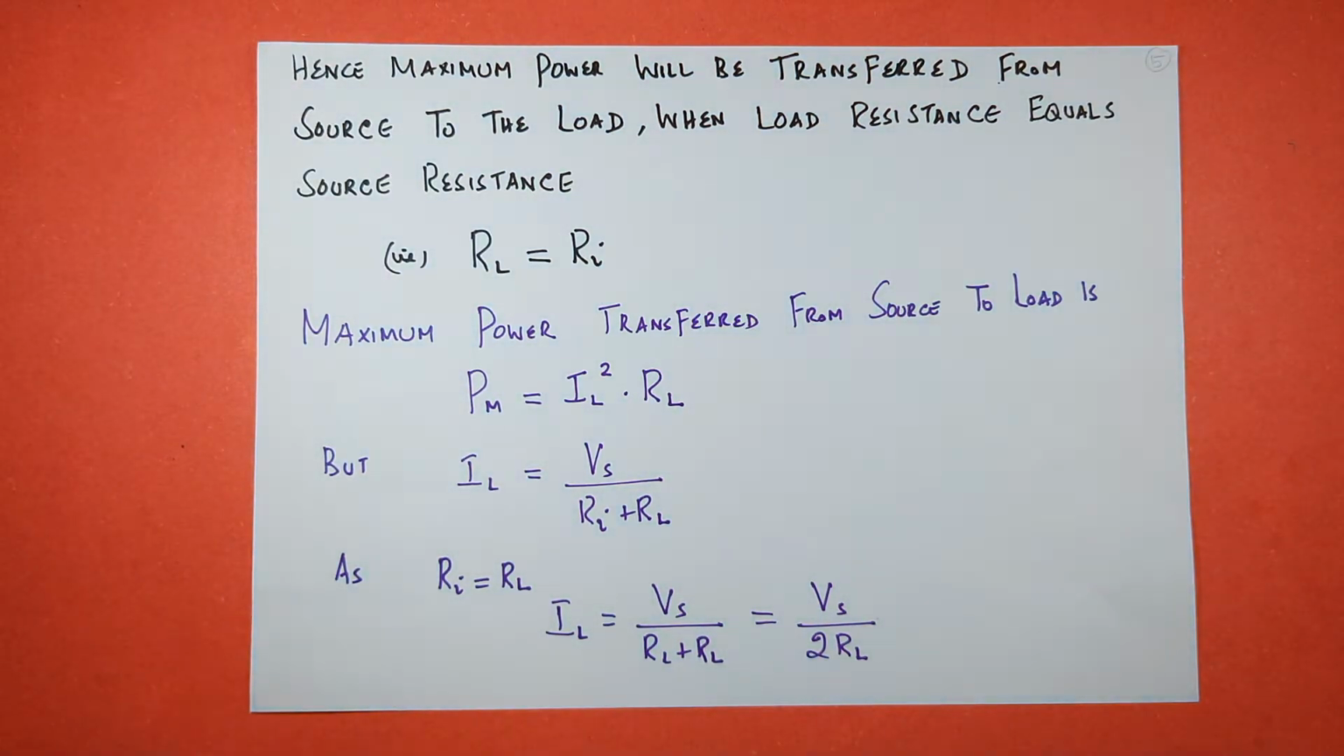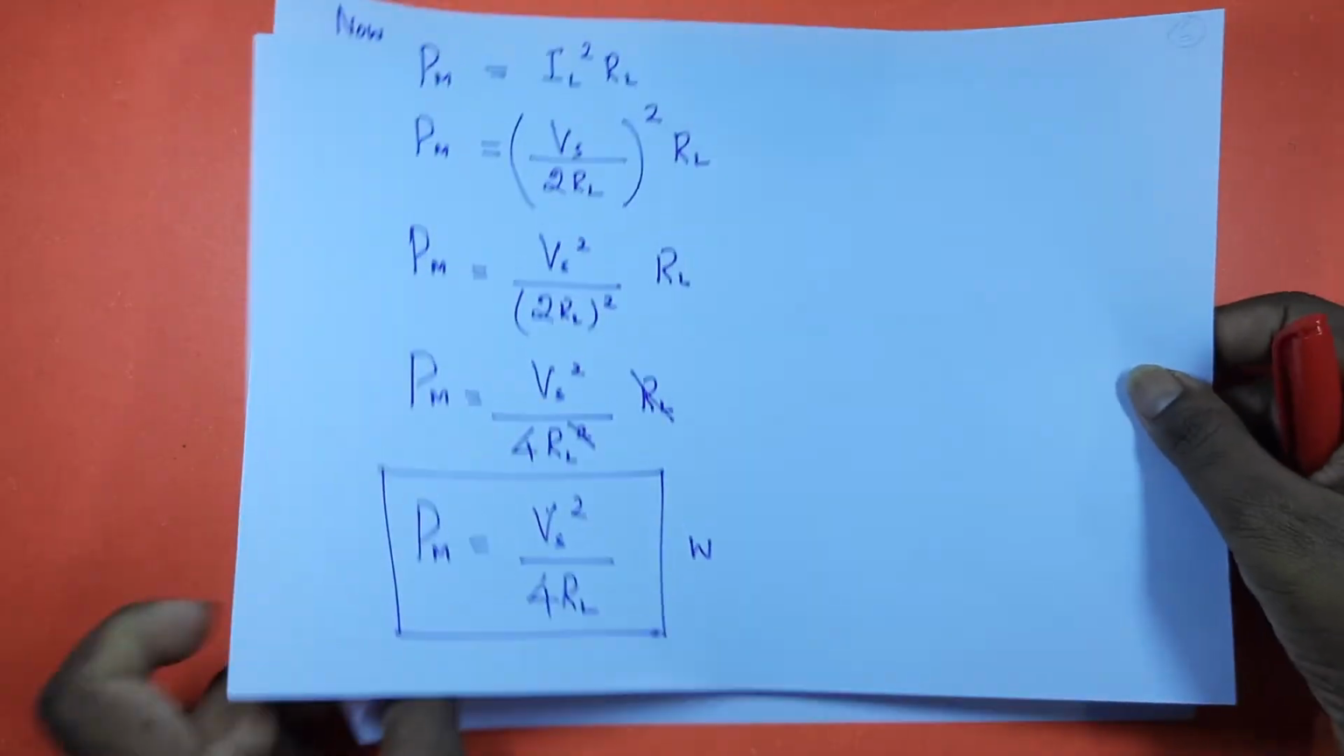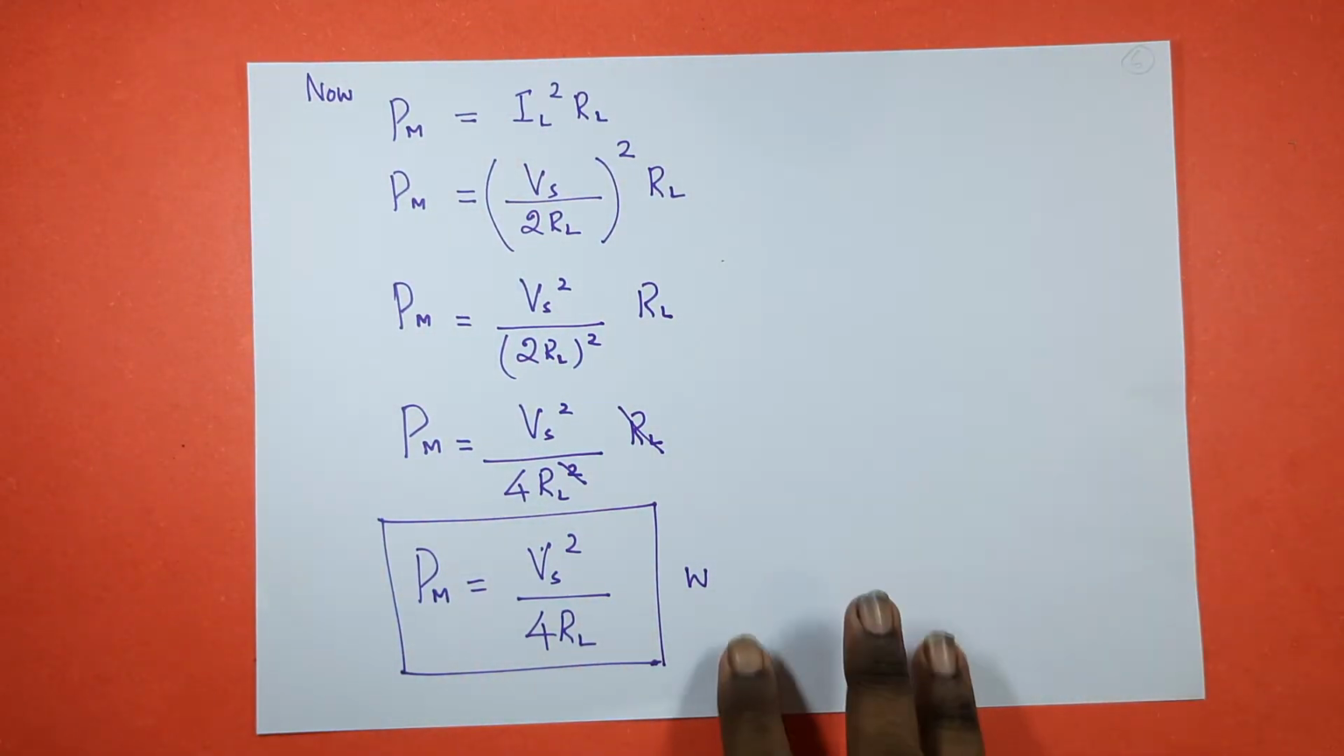But Ri equal to RL, substitute that: IL equal to Vs divided by RL plus RL, equal to Vs divided by 2RL.